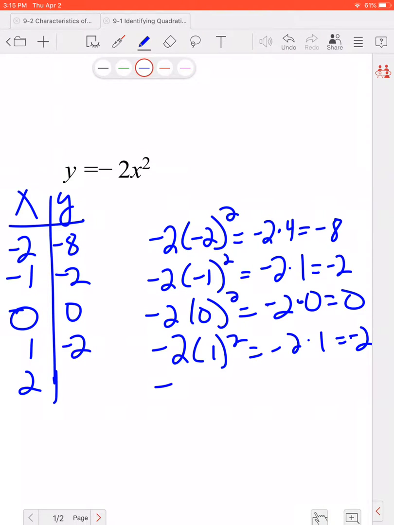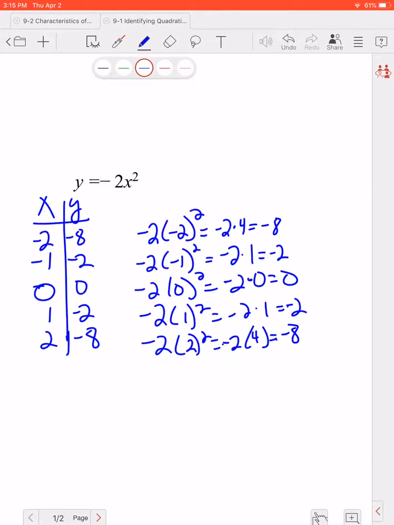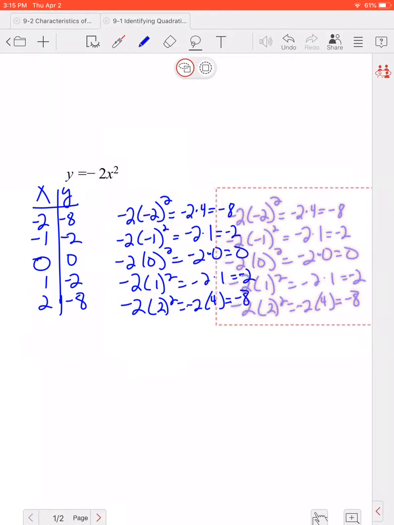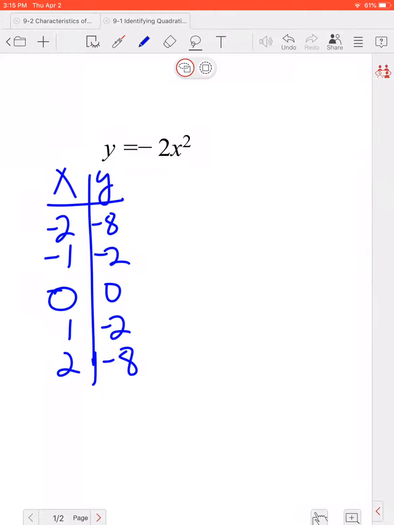Hopefully, again, you're seeing this pattern. Negative 2 times 2 squared is negative 2 times 4, which would be negative 8. Again, remember, at any time you can pause this video if I'm going too fast, or you need a break just to catch up. Again, I'm going to kind of move this out of my way here so I can graph it. Again, you can kind of see this mirror image happening, right? From the 0, we have negative 2, negative 2, negative 8, negative 8. That should happen at some point when you're drawing it, okay?